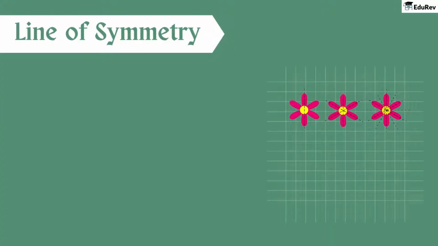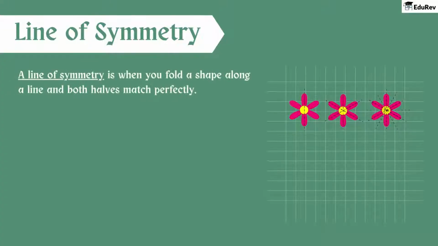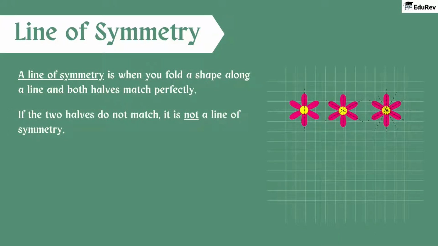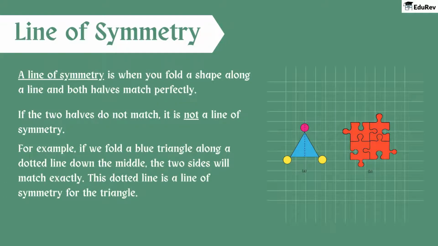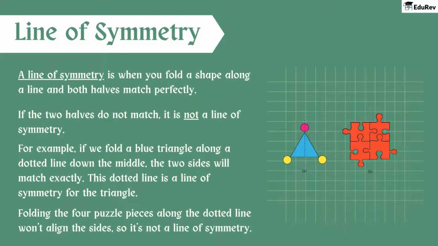Line of symmetry. Now, what is a line of symmetry? A line of symmetry is when you fold a shape along a line and both halves match perfectly. If the two halves do not match, it is not a line of symmetry. For example, if we fold a blue triangle along a dotted line down the middle, the two sides will match exactly. This dotted line is a line of symmetry for the triangle. Folding the four puzzle pieces along the dotted line won't align the sides, so it's not a line of symmetry.